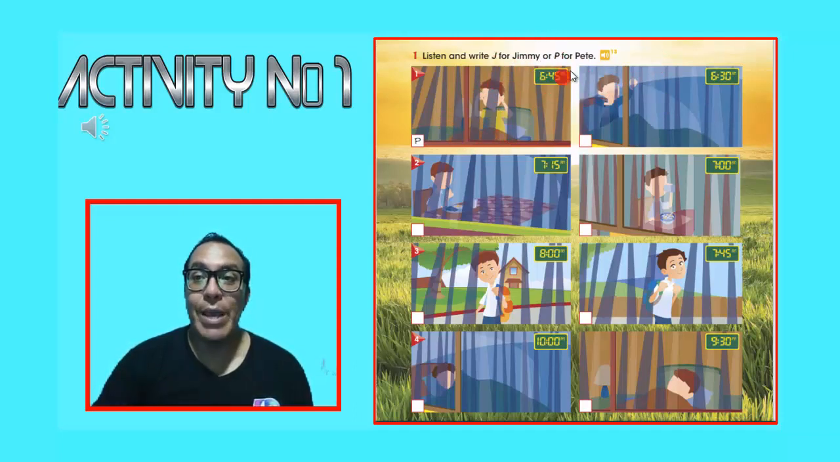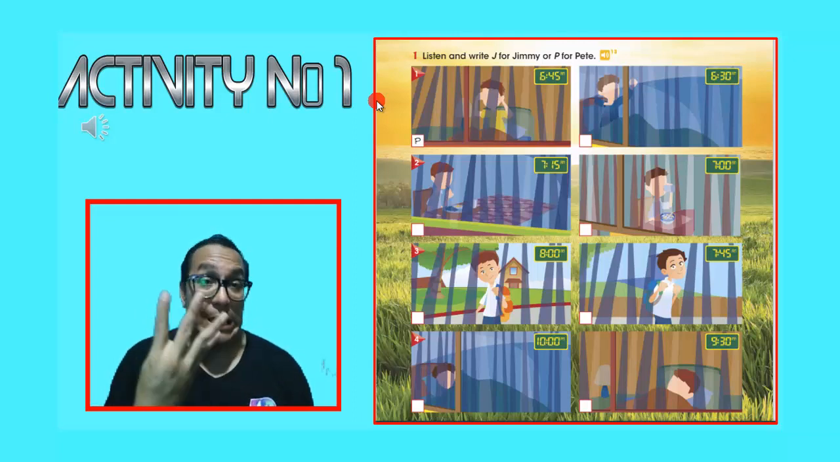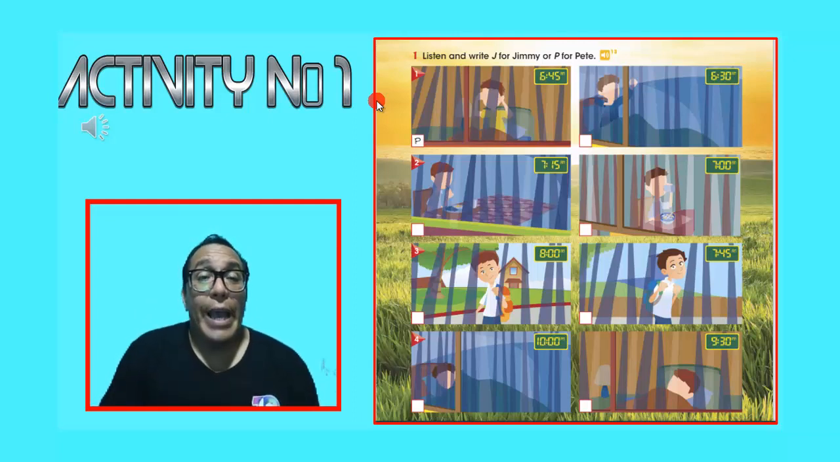For example, Jimmy is represented by letter J. Pete is represented by letter P. Right? So what happens here? Pay attention, there are 4 situations from number 1 until number 4. So, but it's included the time.